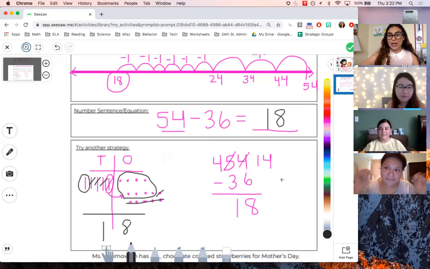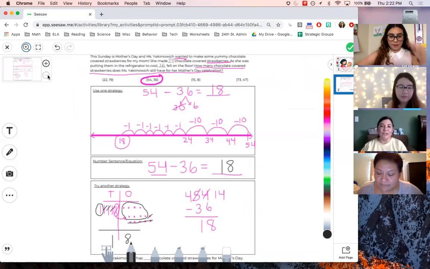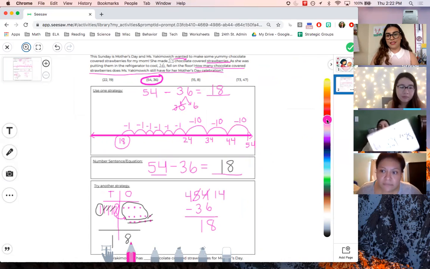All right, last but not least, Ms. Hernandez, can you show your strategy with us? Yes, so actually I was decomposing numbers just like Ms. Rosales did. I did it a little bit differently because for me, decomposing numbers helps me with my counting. So I went ahead and did it vertically. I know I have 54 to begin with, and I have to take away those 36 strawberries that fell down.